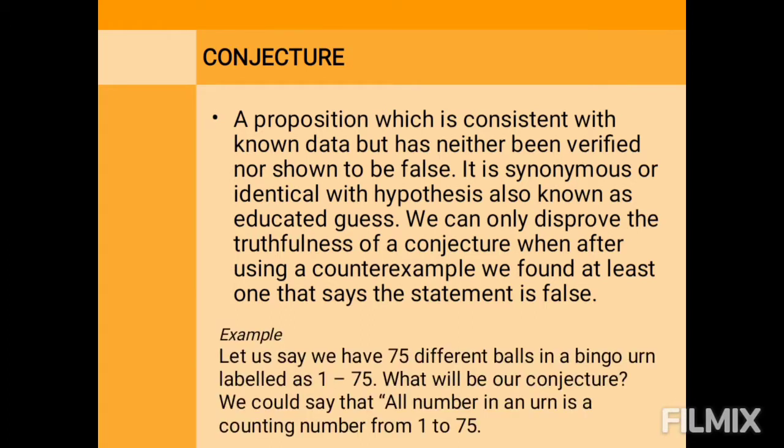Say we have an example here. Let us say we have 75 different balls in a bingo urn, labeled 1 up to 75. What will be our conjecture? We could say that every number in the urn is a counting number from 1 to 75.